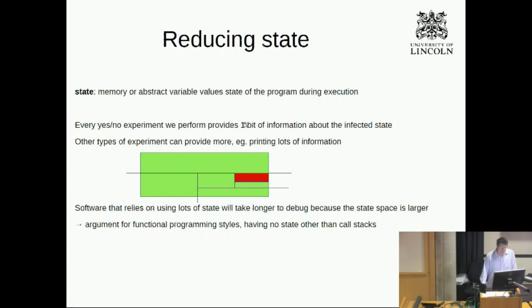Other types of experiment will provide more than one bit of information. So for example, if you print out a whole load of numbers and state, that gives you more bits of information, and that can help you more rapidly isolate where the infection is taking place. So again, this is why functional programming is a good thing, because functional programs, especially pure functional programs, have very low state spaces. So they still have state in terms of the call stack, but you don't have all these variables sitting in memory containing values that give very large state spaces. So this is going to take you longer if you're using lots of variables in memory than if you do everything in a functional style.